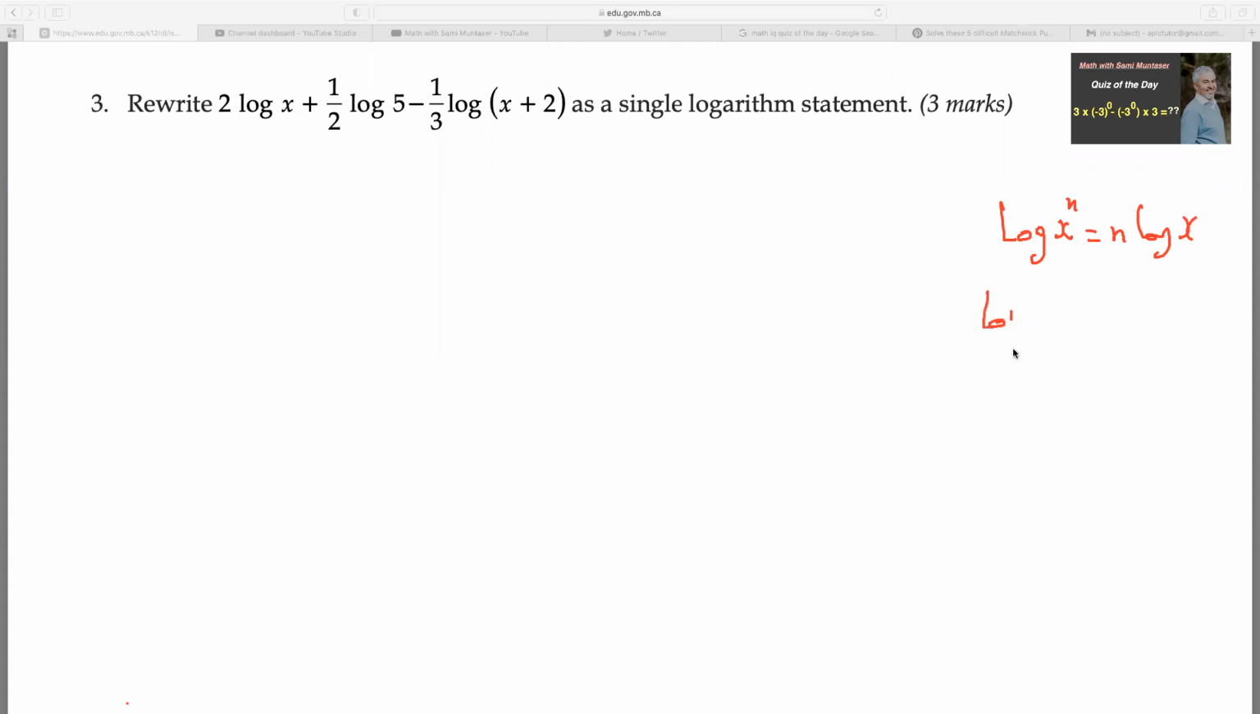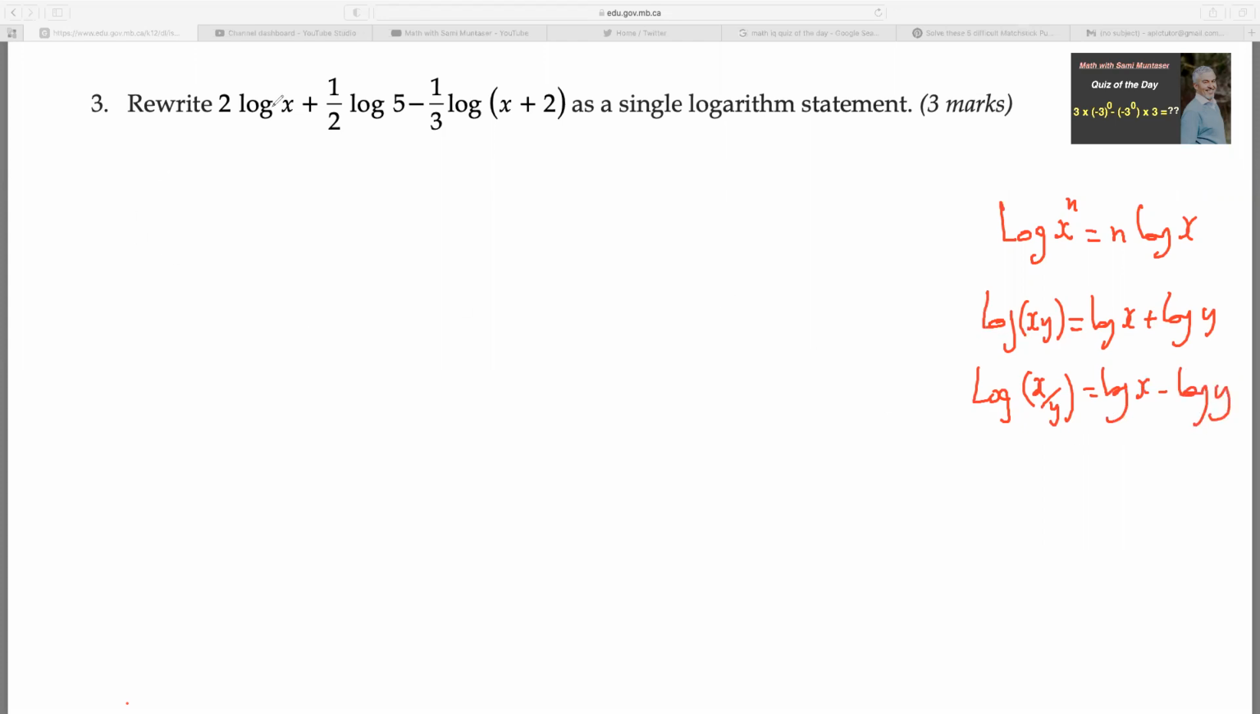Also, log of xy is the same as log x plus log y, so you're able to convert from here to there or from there to here as needed in the question. And then also log of x over y equals log x minus log y. And these are the tools that you need for this question.